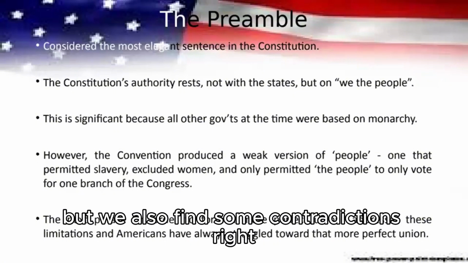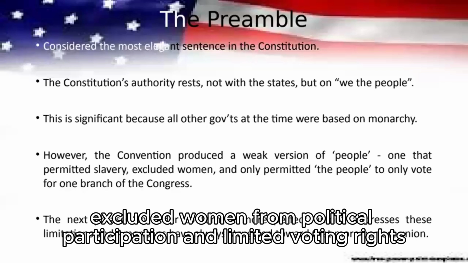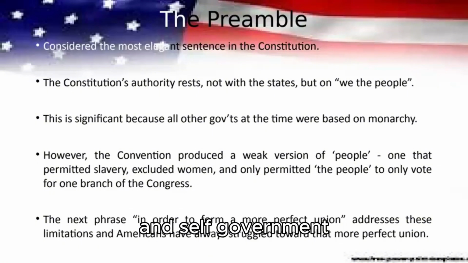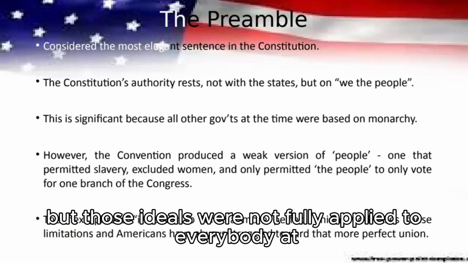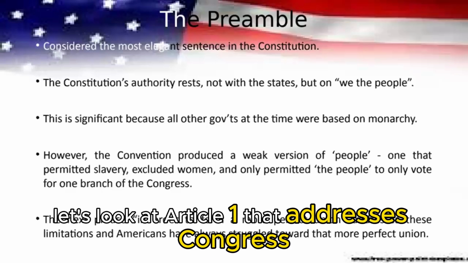But we also find some contradictions, right? When you look at the original Constitution, it allowed slavery, excluded women from political participation, and limited voting rights. So we understand that the Constitution promised equality and self-government, but those ideals were not fully applied to everybody at first. Now let's look at Article 1 that addresses Congress.